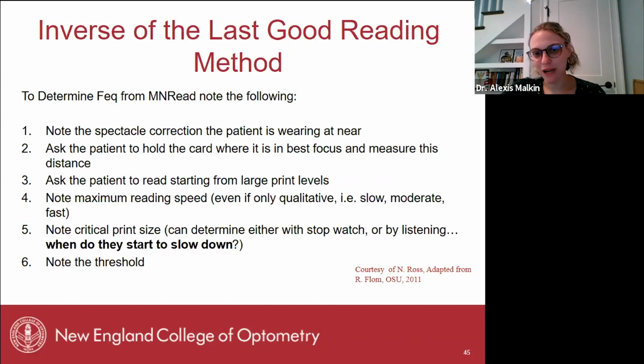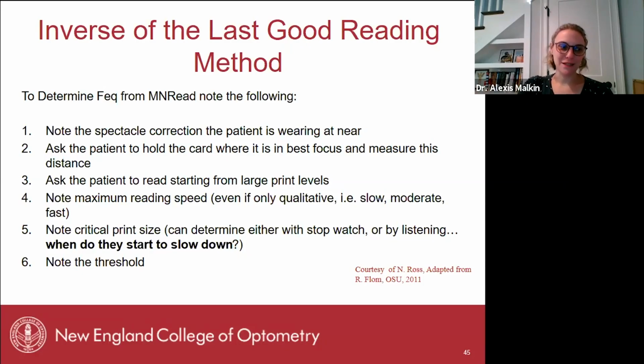So you can time them on every line. You can listen to them. You can note when they slow down. One of my tricks, if I'm really short on time, is just to say to the patient, if I could give you every printed material in a particular size, what size do you like best? And they can point to a line. I have never had a patient point to the biggest line by default. They typically are able to point out and say, this is what's most comfortable. I could read things comfortably if it looked like this. And then you note that threshold.